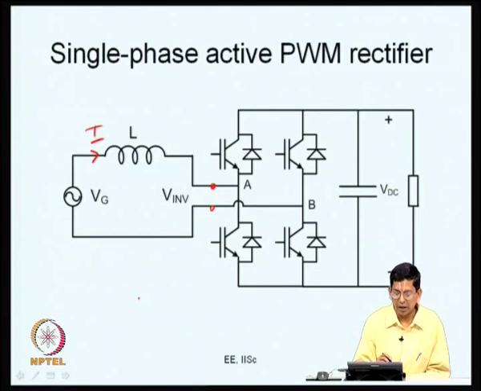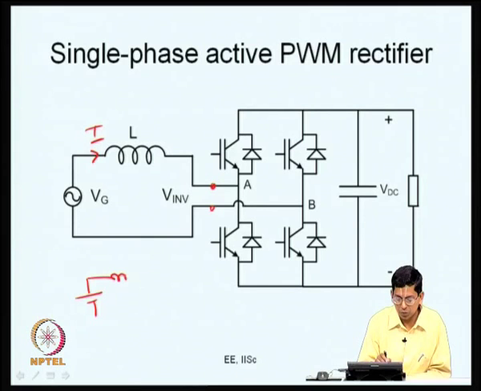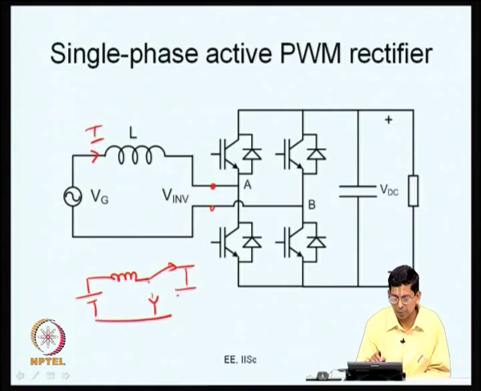This converter is a derivative of the boost converter, if you can make it out. You can very easily understand this point, because in your boost converter what you had was something like this. You had a voltage source and a series inductance, and you had a single pole double throw switch, and you had a capacitance here. You can see the similarity, except the source is not a DC now, it is an AC source. It is a variable source now.